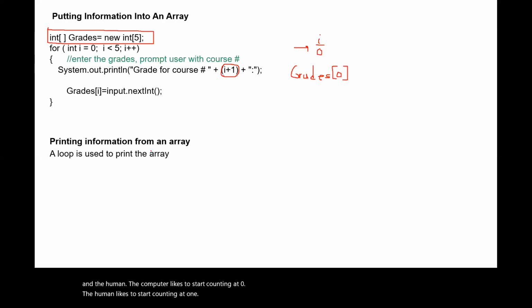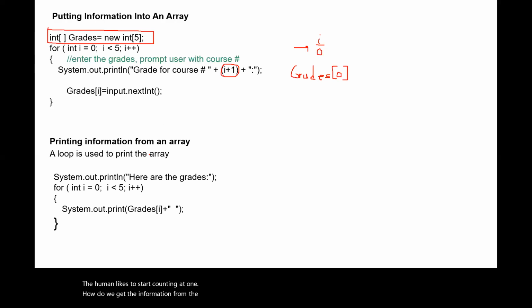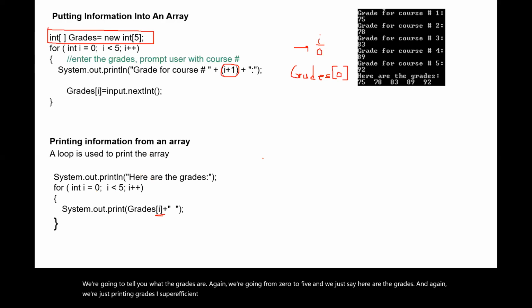How do we get the information from the array? We use a loop. So this time, we're going to tell you what the grades are. Again, we're going from 0 to 5, and we just say, here are the grades. And again, we're just printing grades I. Super efficient.